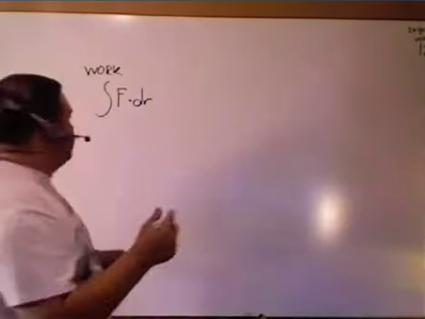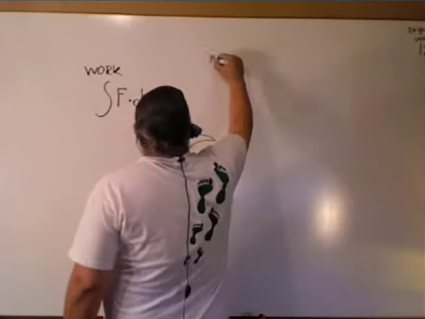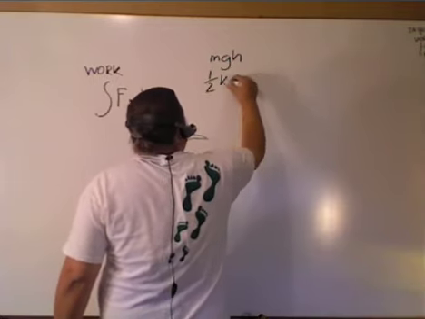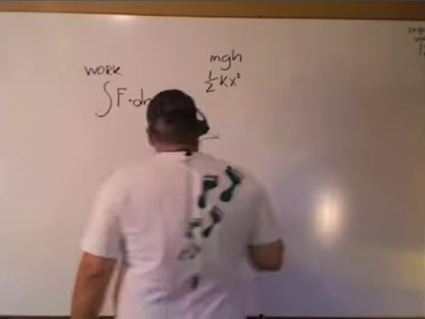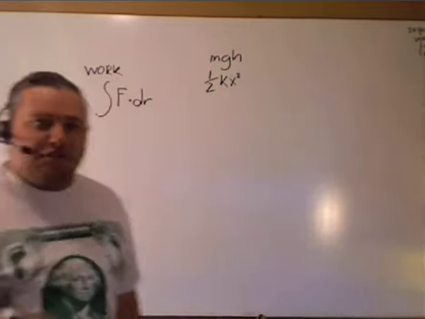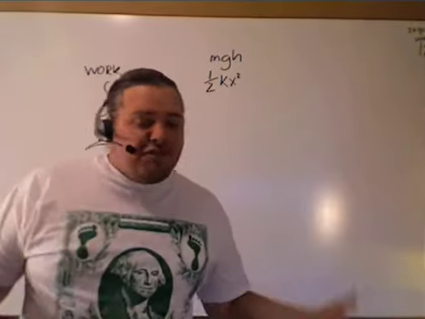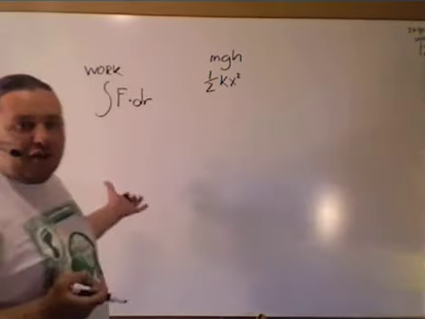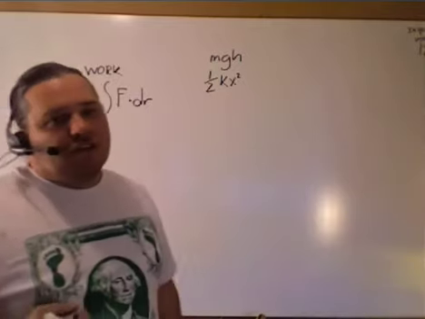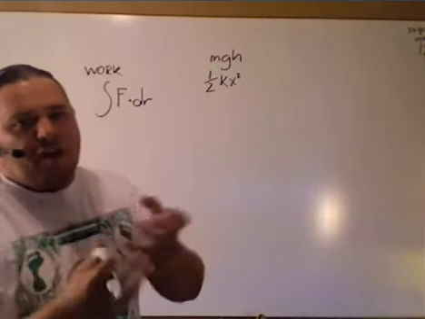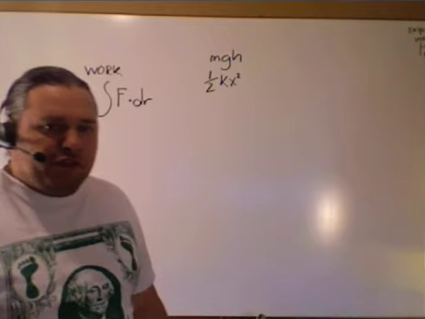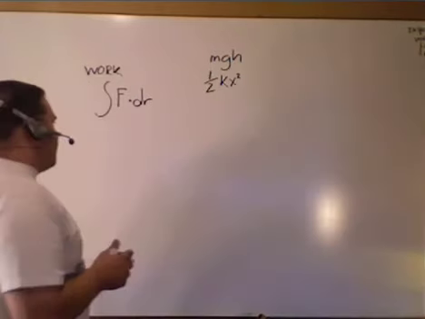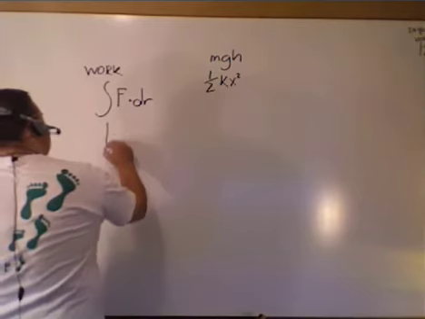So I'm going to write those down. I've got mgh, I have 1/2 kx squared, and then I'm going to have a whole slew of other forces. The one I'm going to add, well, static friction is going to do nothing for us, because static friction means that there's no motion. Well, there's actually no motion for that object, so we really don't concern ourselves with the work done by static friction, but we can consider kinetic friction.